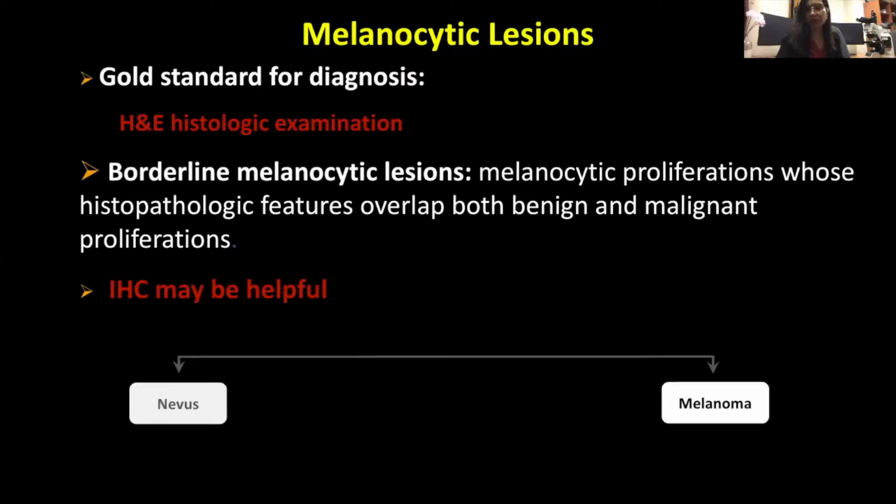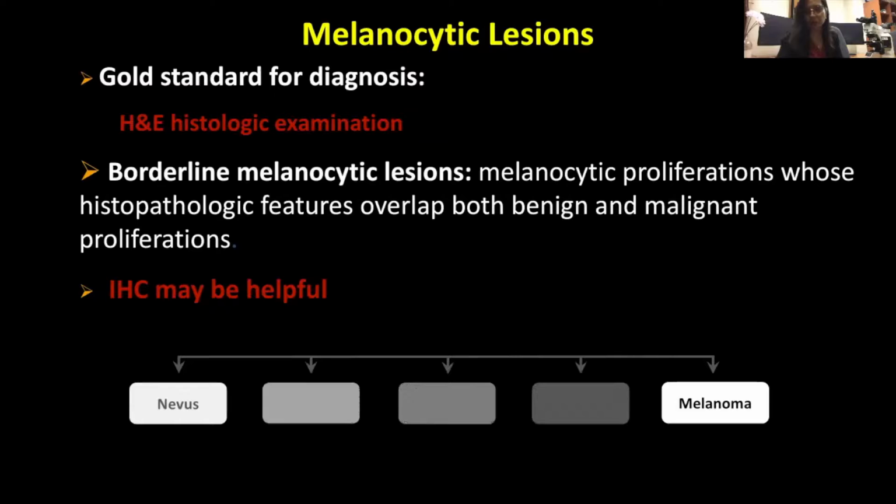So those cases that we call borderline melanocytic lesions show overlapping histology features of benign and malignant. So in those cases, immunohistochemistry may be helpful. So let's see what kind of immuno we should do.